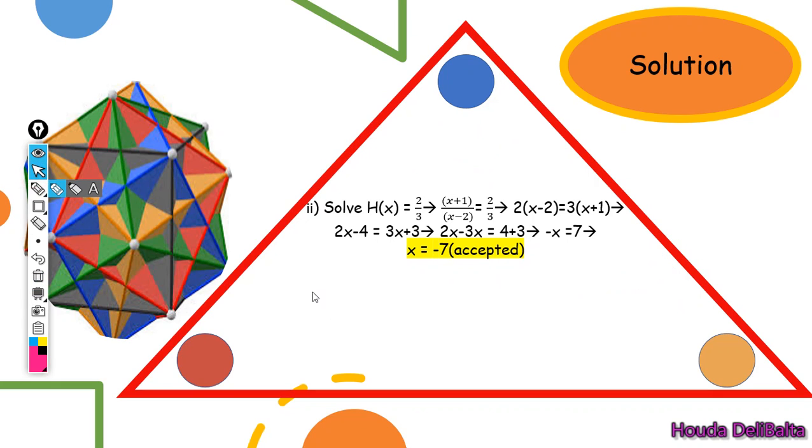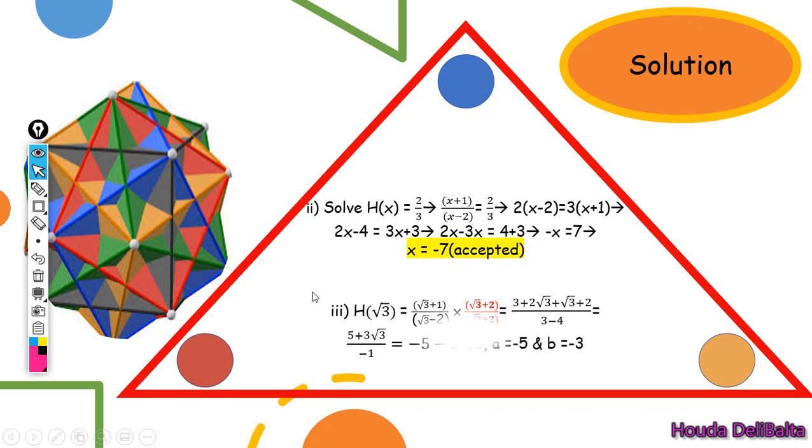And finally, we have to evaluate h of radical 3. So again, we evaluate in the simplified form. So in x plus 1 over x minus 2, x is replaced by radical 3, then we are going to get radical 3 plus 1 over radical 3 minus 2. Whenever we see a radical in the denominator, we have to think of rationalizing it. So to rationalize the denominator, we just multiply up and down by its conjugate. The denominator is radical 3 minus 2, then the conjugate is radical 3 plus 2. Start expanding, we'll get 3 plus 2 radical 3 plus radical 3 plus 2.